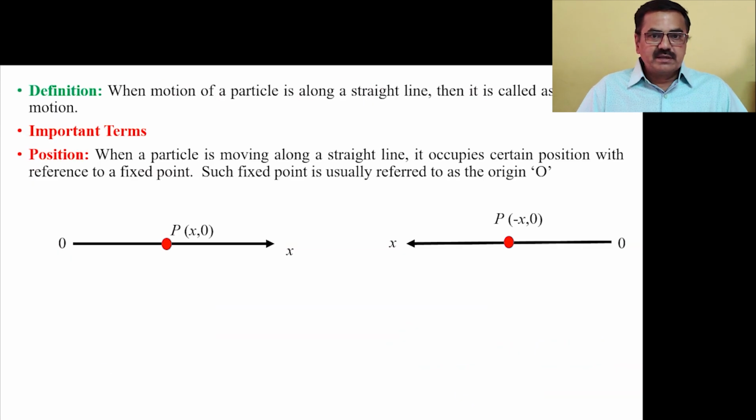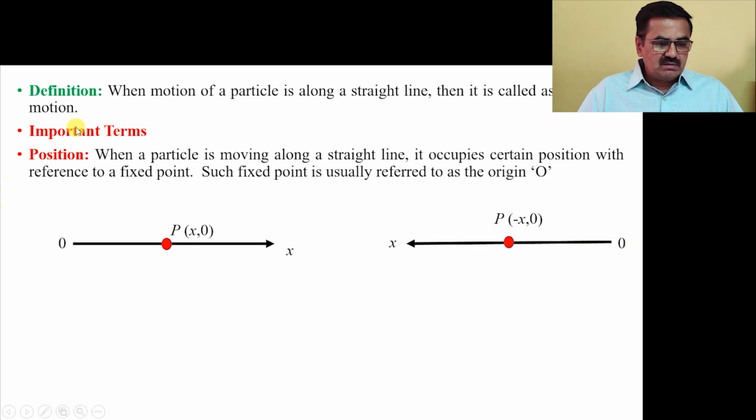Now, to start with the actual contents of the subject, let us define the term rectilinear motion. So what is rectilinear motion? When a particle is moving along a straight line, its motion is called rectilinear motion. To study this topic, we must know a few important terms which are directly associated with rectilinear motion of a particle. So let us start with position.